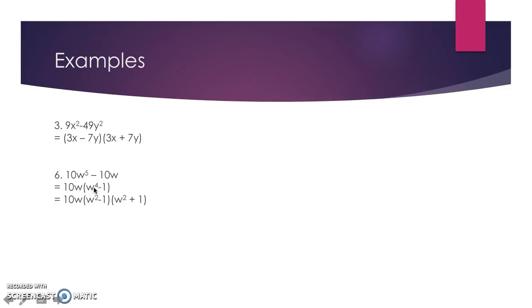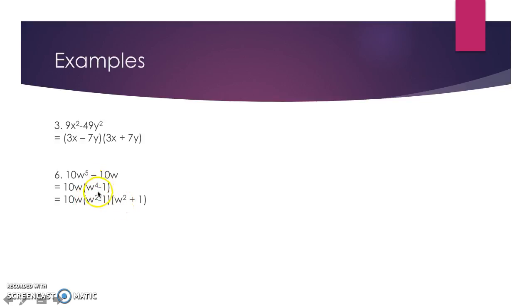Then, but we're not done. We still have this w to the fourth minus 1. Well, we can take the square root of both of those. So we still have our 10w. When we take the square root of w to the fourth minus 1, we get w squared and w squared. So w to the second and w to the second power.